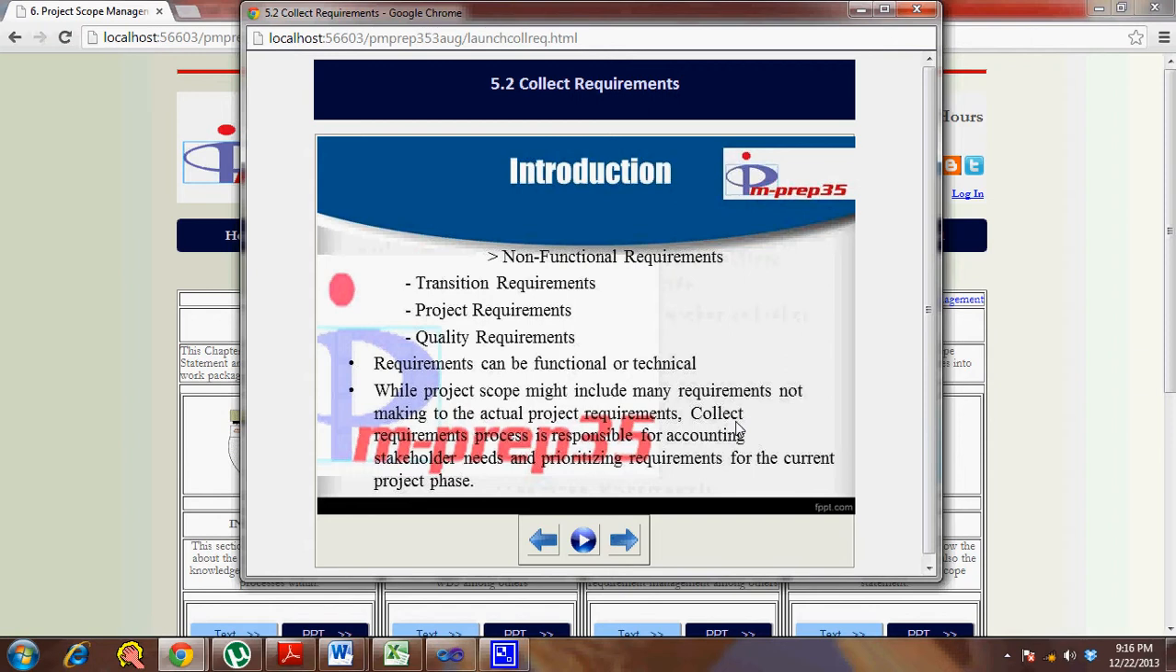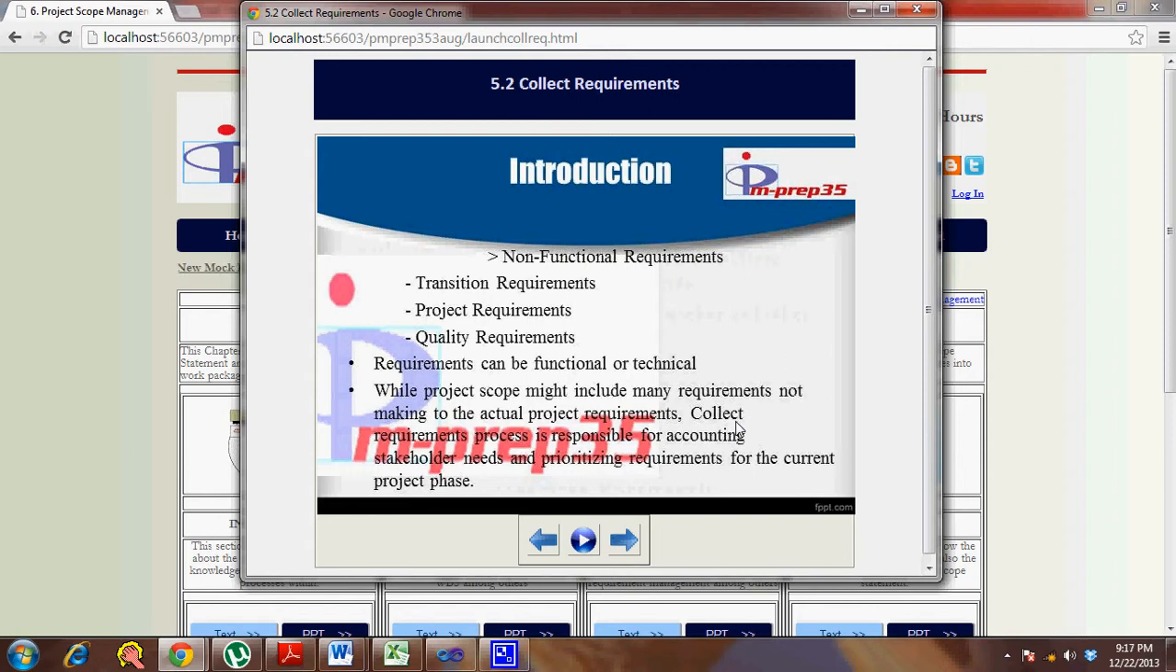Transition requirements deal with how the project or the product will become operational, and what the steps to do that are. Those things get into the transition requirements. Then you have data requirements and things like that, which also fall in the requirement documentation. So requirements can be functional and non-functional. Requirements can be technical.